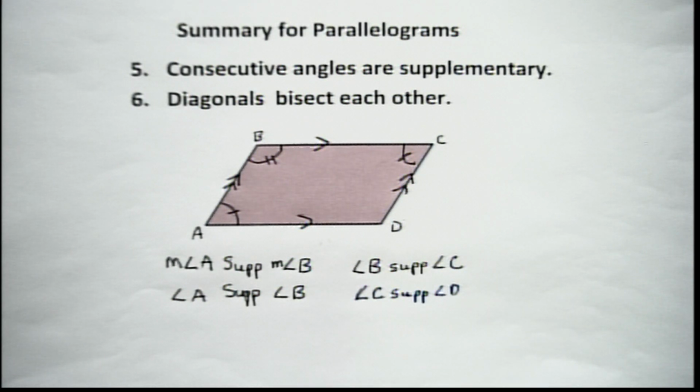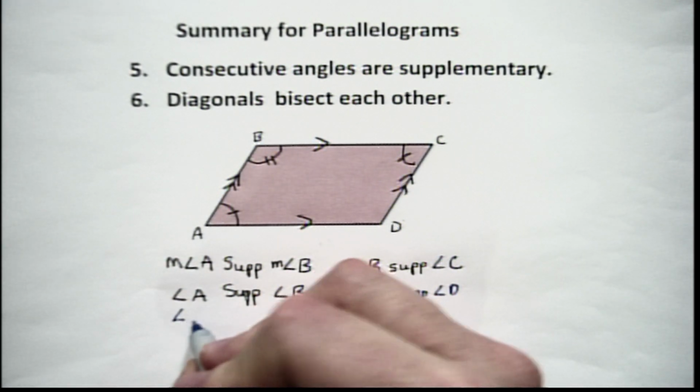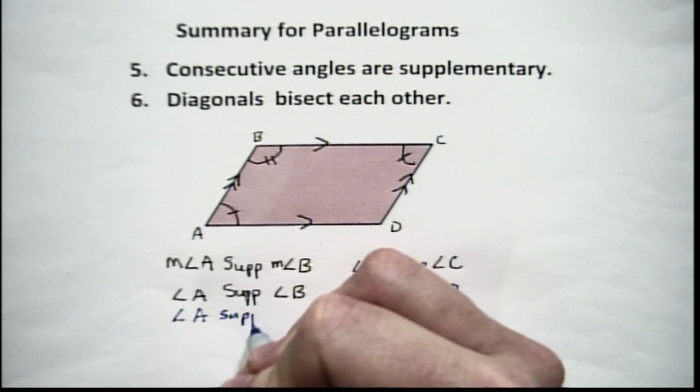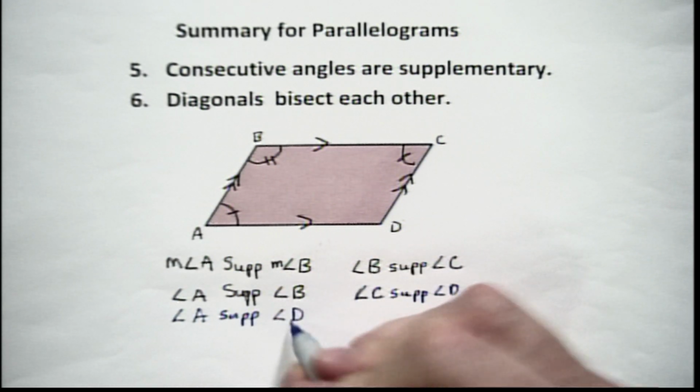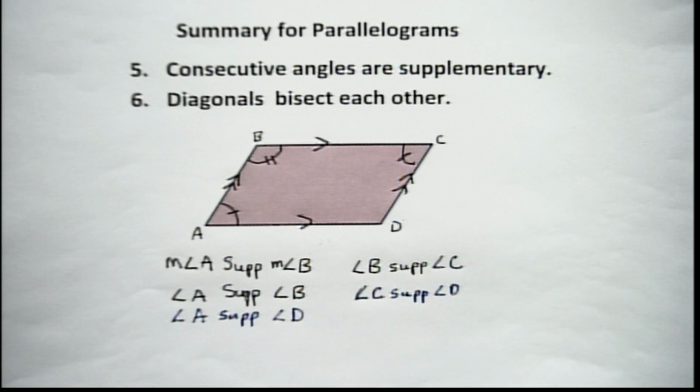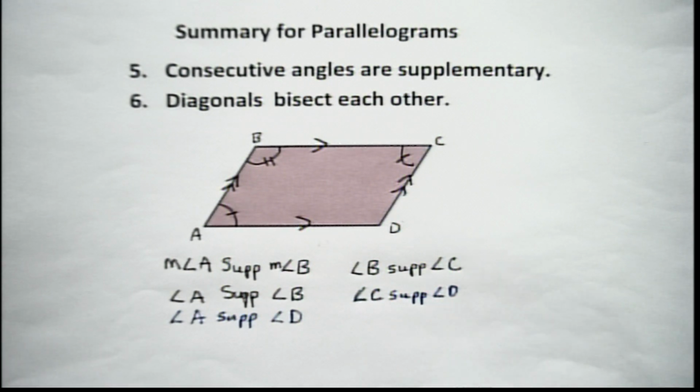So did we get them all? Well, wait a minute. We got A and B. Oh, we could get A supplementary to D also. I got a little carried away. All right. That's why it takes two here. She's going to keep me honest today. Did we cover them all, Tara? I think we did. A and B, and we've got B and C, C and D, A and D. Awesome. And those are supplementary pairs, which means they add up to 180 degrees.